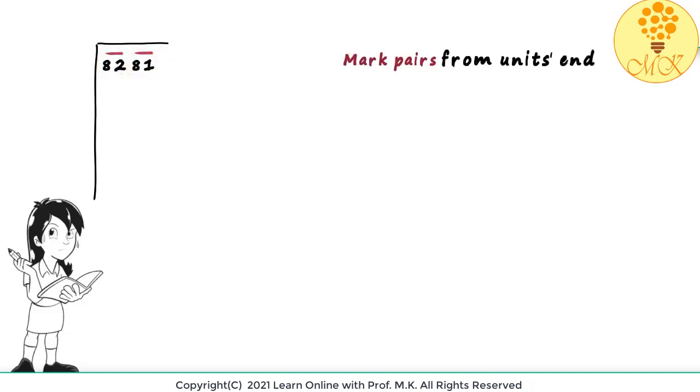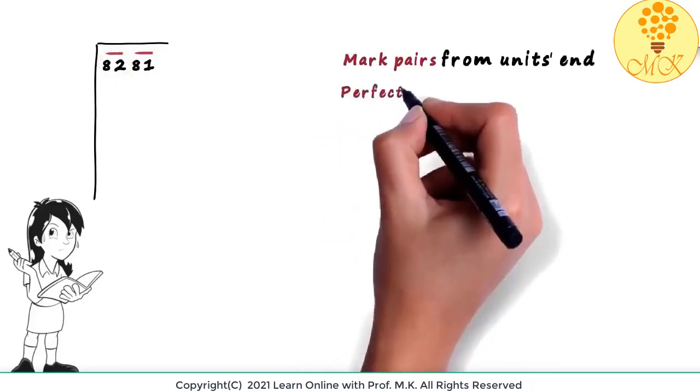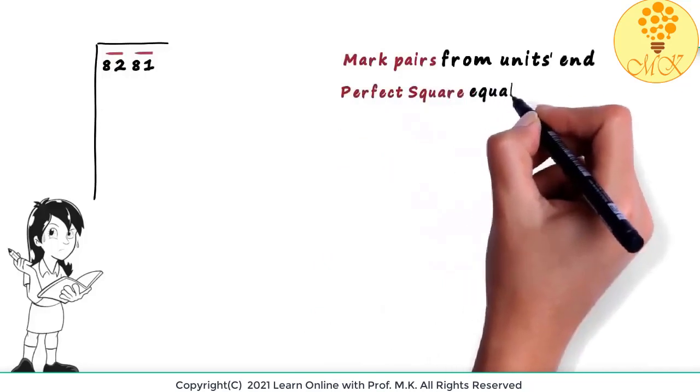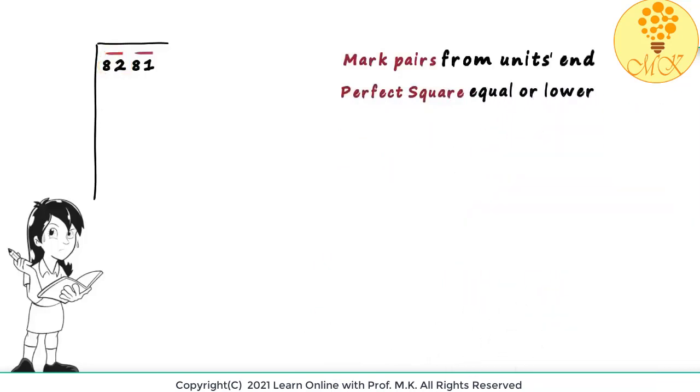Now we look at the first pair from the left, which is 82. In the second step, we have to find the perfect square which is equal to or lower than 82. Since 82 is not a perfect square, we choose the perfect square lower than 82. The perfect square just lower than 82 is 81. Even 64 is a perfect square lower than 82, but remember, we always choose the one which is closest.